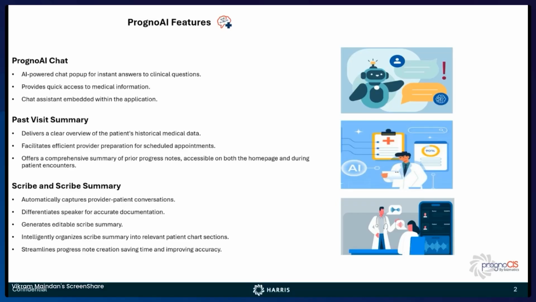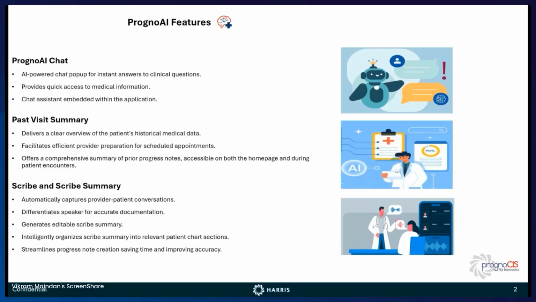The second one is the past visit summary, wherein before you start your visit with the patient, the past visit summary gives you a clear overview of the patient's historic data from his past encounters. It summarizes the progress notes from the past encounters and gives you all the important information that you need before you start conversing with your patients.